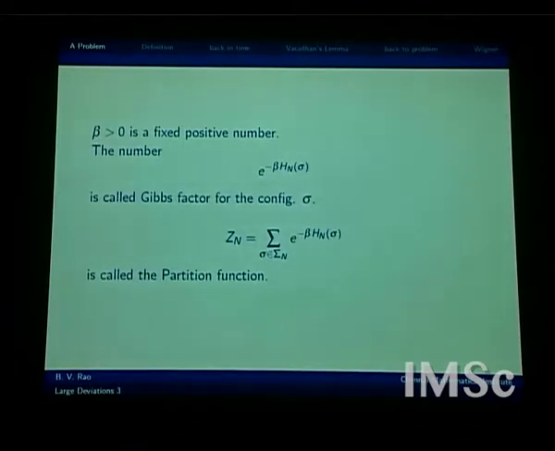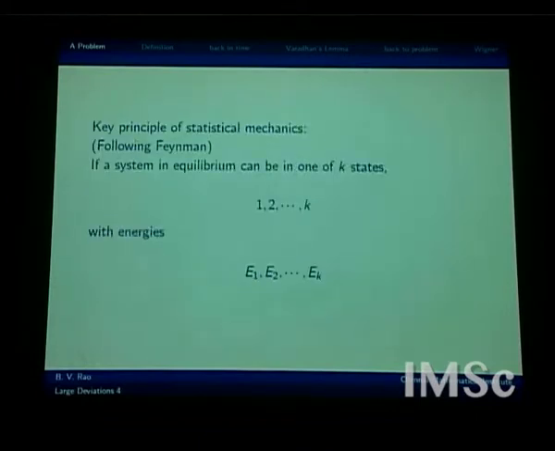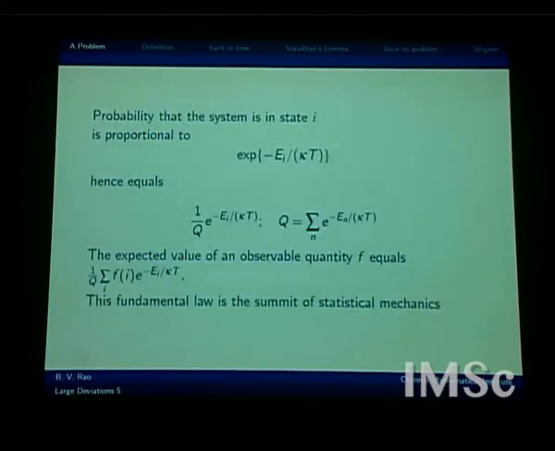So, what are these things going to do and why are we interested in this? This is the kind of thing that appears in the statistical mechanics of spin systems. Since I am not a physicist, the best I could do is to quote a physicist. If a system in equilibrium can be in one of k states 1, 2, 3 up to k, and energies are E1, E2, up to Ek, then the probability that the system is in state i is proportional to e to the power of minus energy divided by a certain number.